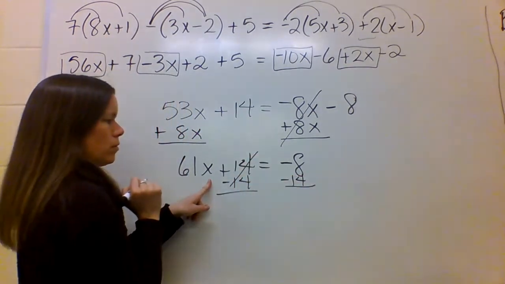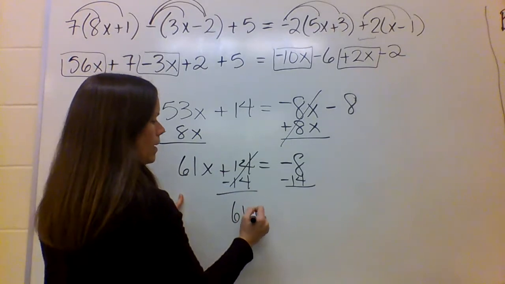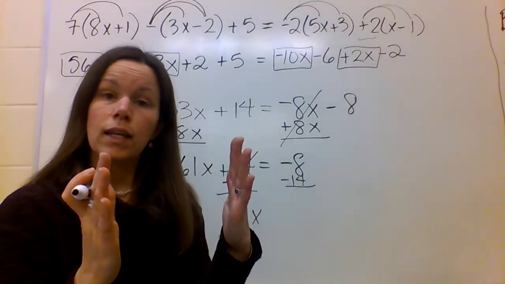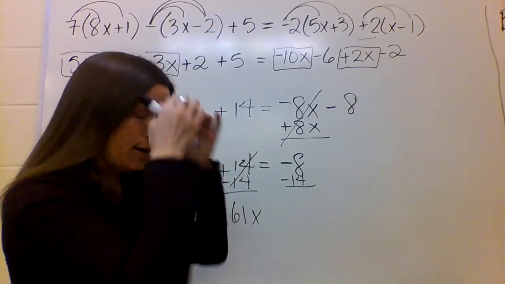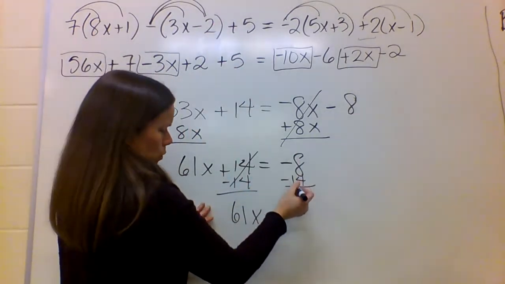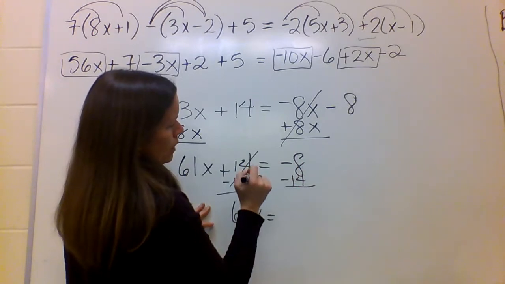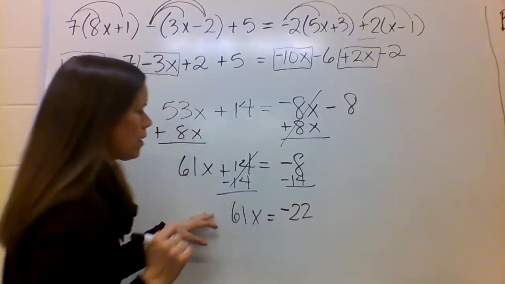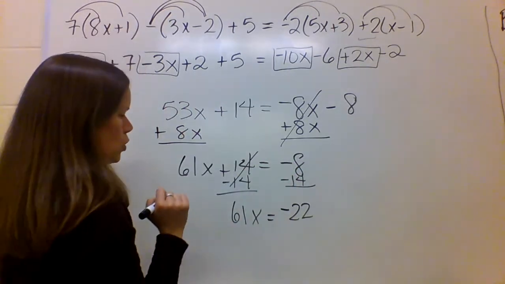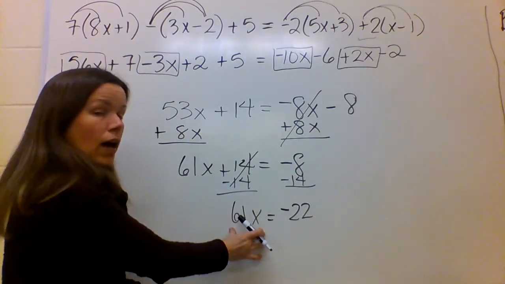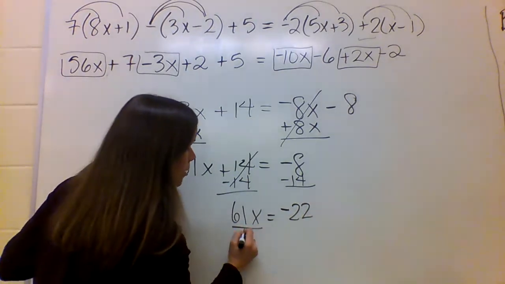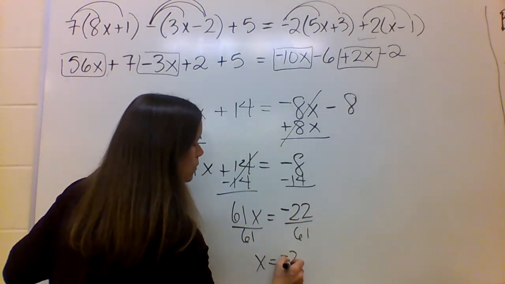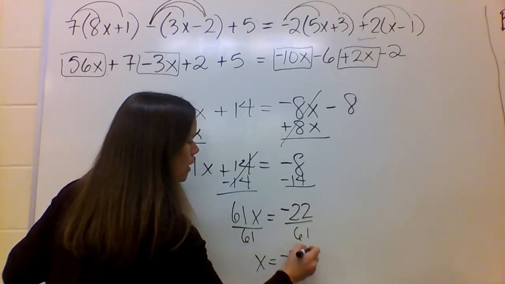These cancel. So I've got 61x. I'm moving towards my equal sign. Remember that? I'm moving everything in to keep my equal signs lined up. So negative 14 and negative 8 together, I think, is negative 22. Right? Is that right? Yes, negative 22. So now I'm going to divide by x's coefficient. Divide by 61. Divide by 61. So x here equals negative 22 over 61.